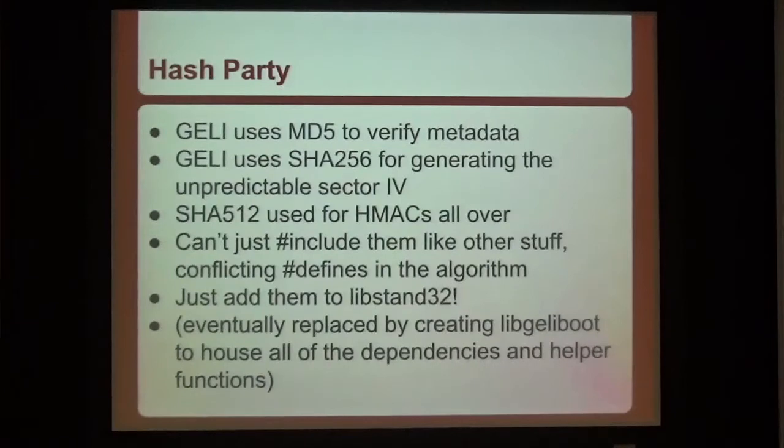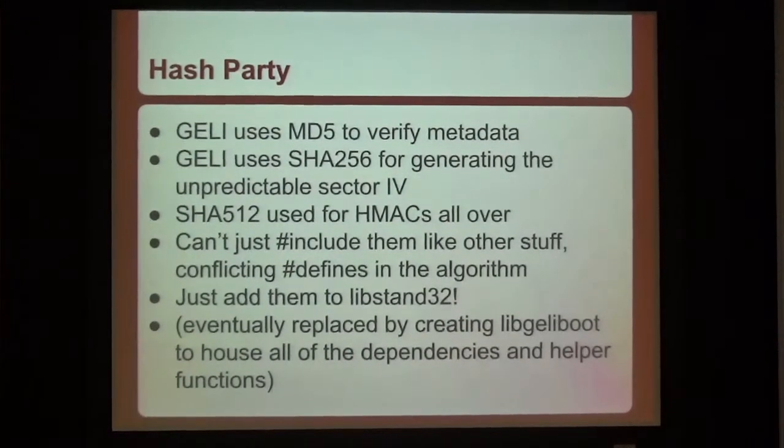There's a bunch of crypto primitives like S and P. They're just completely different between the two algorithms. So just including those two wholesale didn't work. At one point I went through and renamed them all. I was like, this is terrible. Let's not do that. So I had the bright idea to just modify libstan to include those.